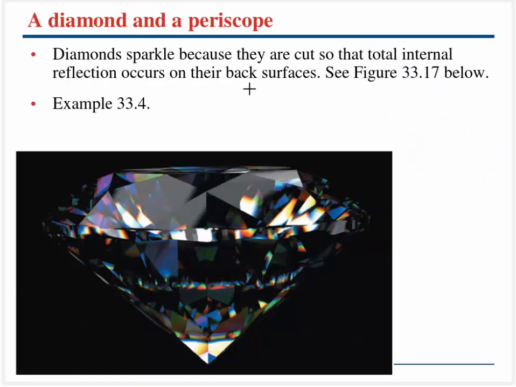And of course, another application of total internal reflection is, why are diamonds so sparkly? Well, it turns out that they're cut such that there is total internal reflection on their back surfaces, and all the light's going to reflect off the back surface and shine out of the front surfaces, giving you a little bit of shine on your finger.